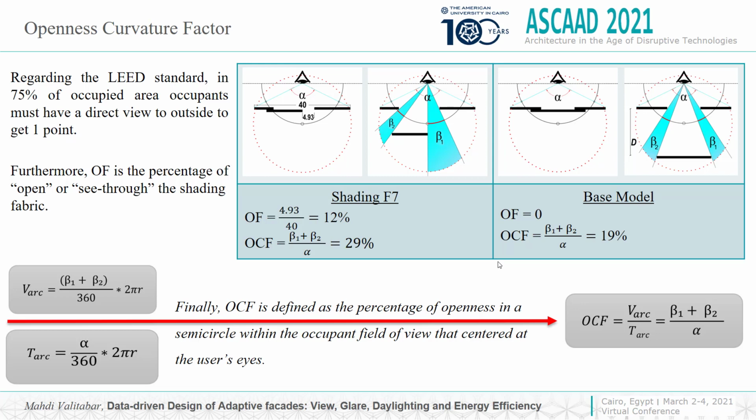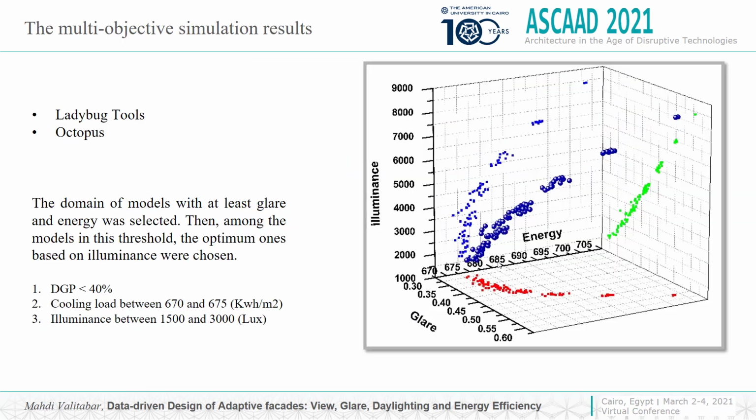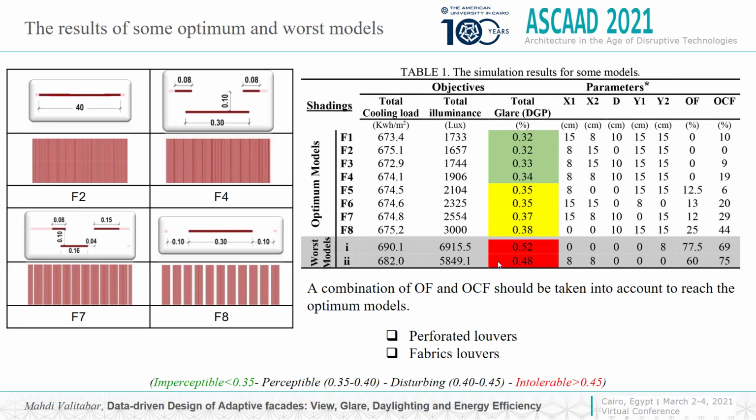This could be calculated through this formula. Ladybug tools and Octopus were used to do this research. The result of objectives for some optimum and worst models are illustrated in table 1, and you can see on the left side how algorithms change the size of some optimum models.